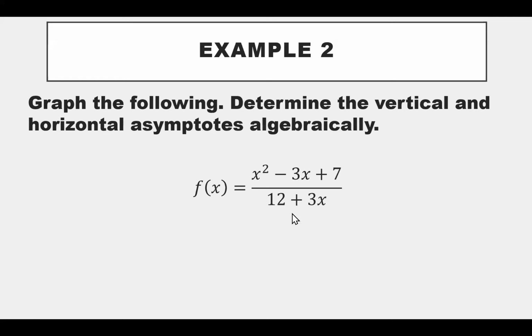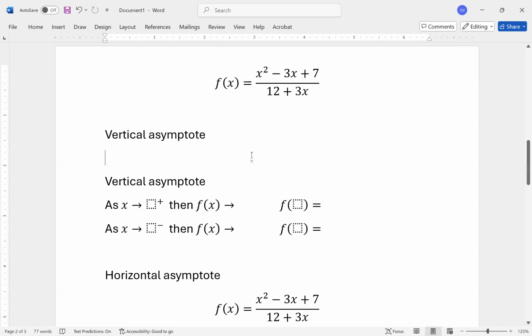Let's take a look at another example. Let's graph the following, but first let's determine the vertical and horizontal asymptotes algebraically. So we'll do the algebraic thing, and then we'll graph this rational function. If you want to try this on your own, push pause on the video. In a couple of seconds, I'll show you how it's done. Okay, I think we're set up here.